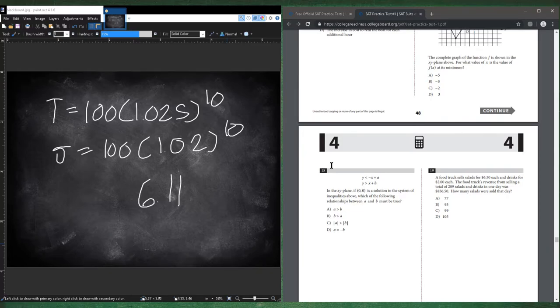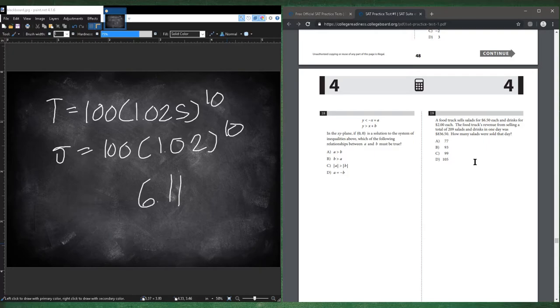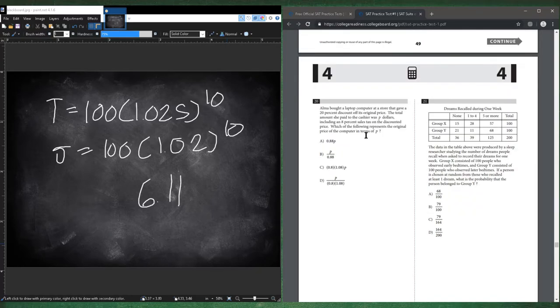18, pretty basic. I mean, just plug in the coordinates and you'll find it. 19 might take you a while, but since you have a calculator, it's not that hard. You shouldn't get that wrong, so like a minute or so. 20, not that hard, like a minute or so.